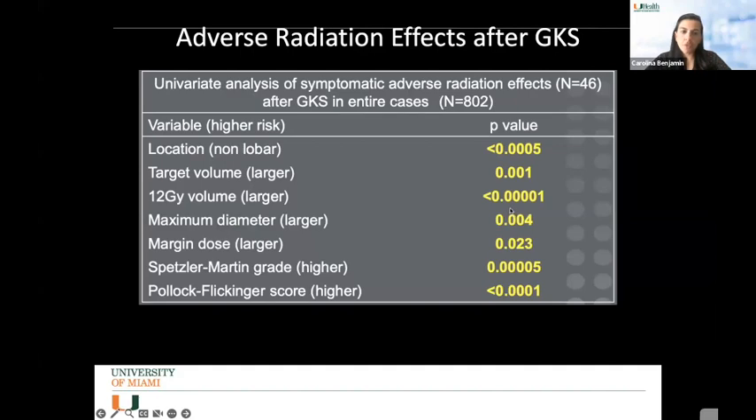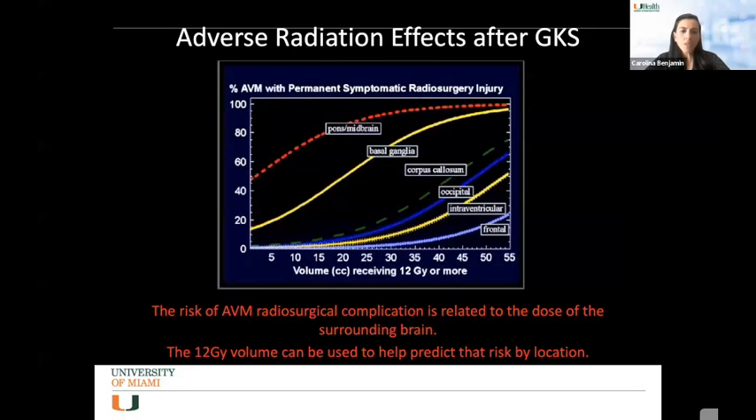Location, target dose, and target volume are very significant. The higher grade AVMs are also more difficult to manage in terms of more adverse reactions. So you can see that the risk of AVM complications is related to the dose of V12, like I mentioned to you, and the 12 gray volume can be used to predict that risk by location.